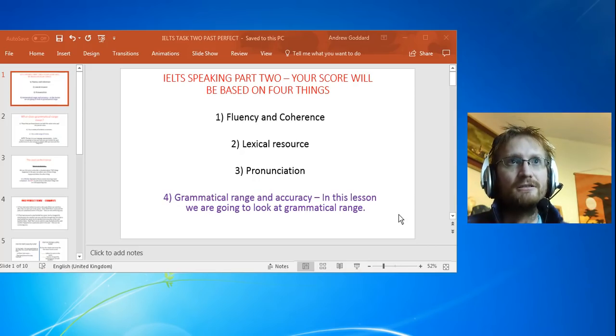Today we're going to talk about Task 2 in the IELTS speaking exam, which is known as the long turn. This is the part of the exam where you have up to 2 minutes to show the examiner your skills in English. You have to speak for up to 2 minutes about a particular topic that will be contained on a card that the examiner will give to you.